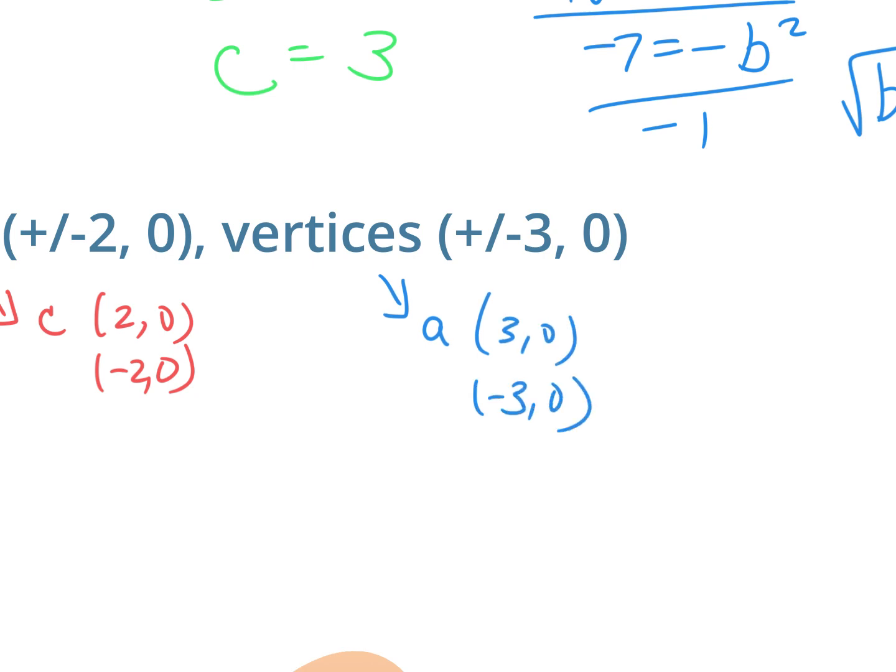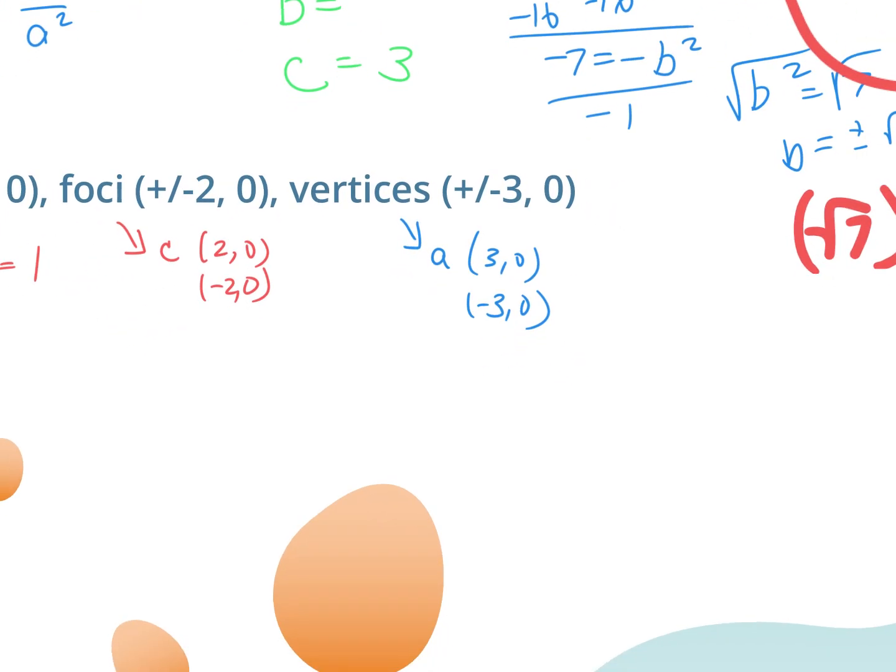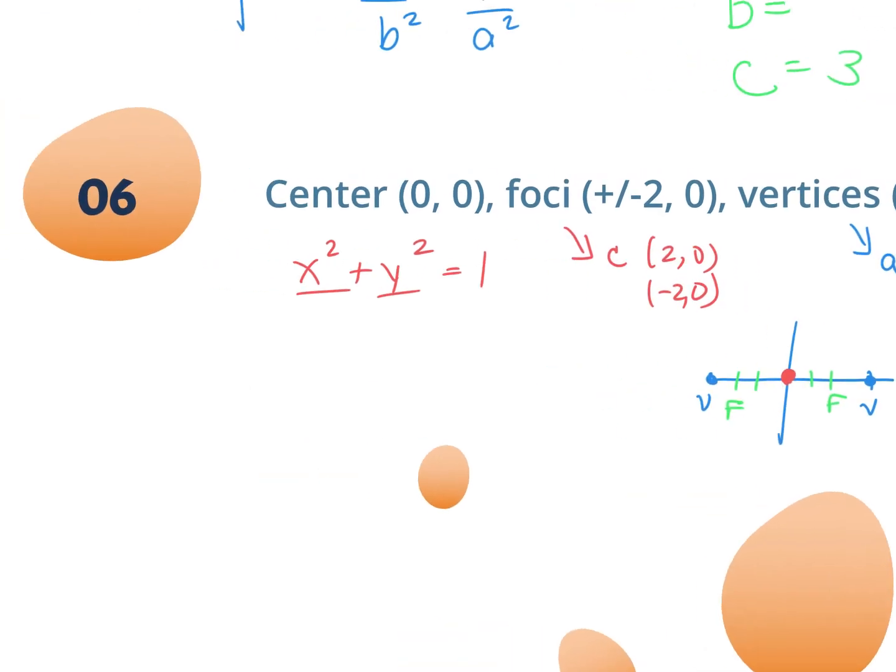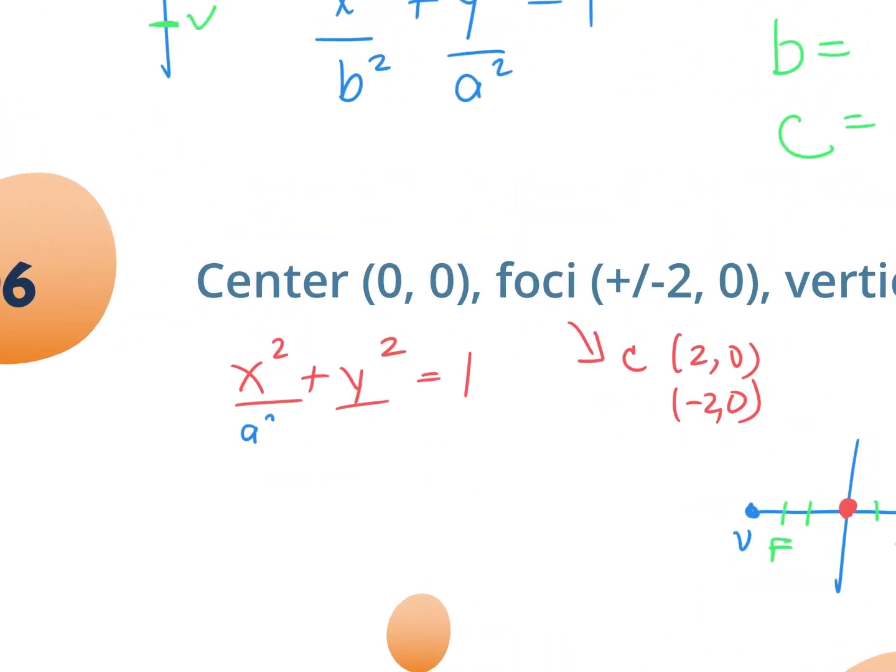Some of you still don't see what kind of an ellipse we're talking about. Okay, let's draw a picture just so you can for sure see. Here's my center. My foci, that's my C value, is going to be 2 to the right and 2 to the left. My vertices are going to be 3 to the right and 3 to the left. Where's all the important stuff? On the horizontal axis or the vertical? Horizontal. So I know the formula I'm going to use is x squared over A squared plus y squared over B squared. Correct?